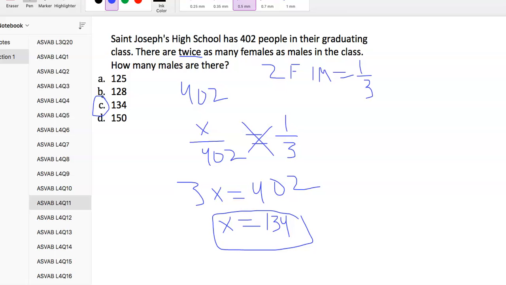And if you want to check your answer there, you just go, okay, well, I got males are 134, and then you just go, okay, 134 times 2 should be the number of females. So 134 times 2 is 268. And then if you add those two together, you get 402. So that's how you back check it if you're unsure if you got the right answer or not.